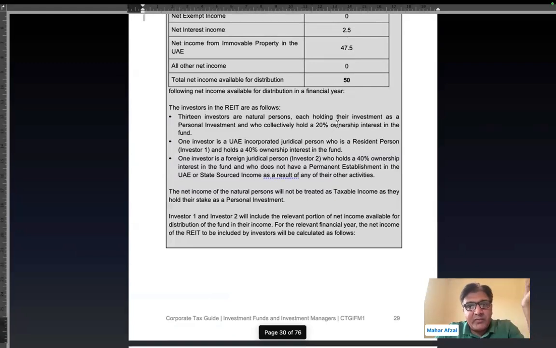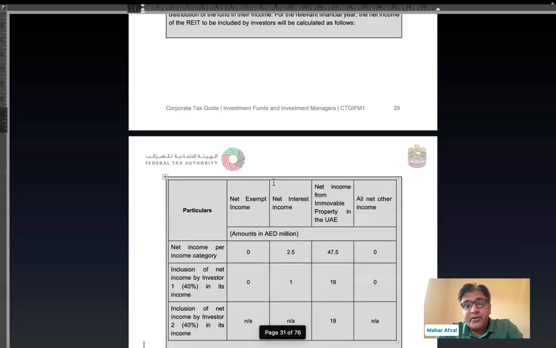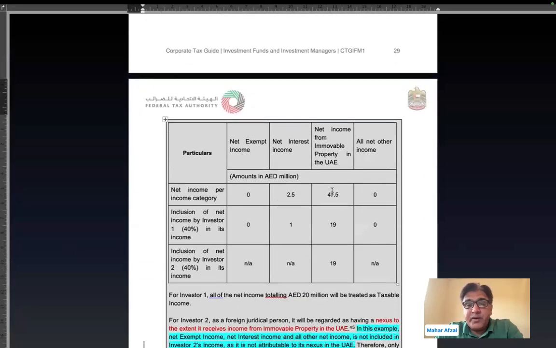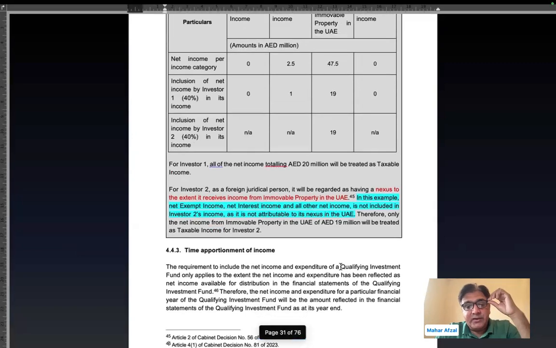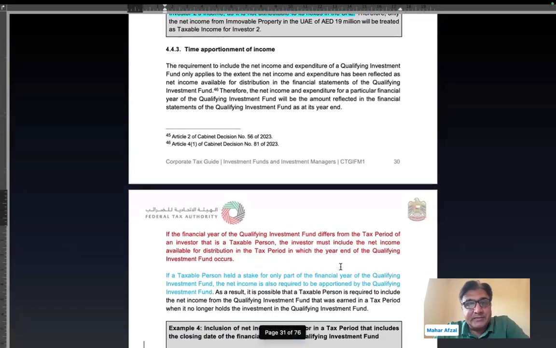Immovable property 47.5, investor 20%, 40%, 40%, if you are going into the detail. The same thing they have concluded here as well. So 2.5, 47.5, 40% is 119. This income is not taxable. Only taxes in the UAE; that income is subject to tax for the non-resident investor.